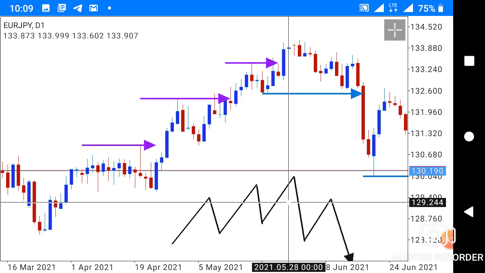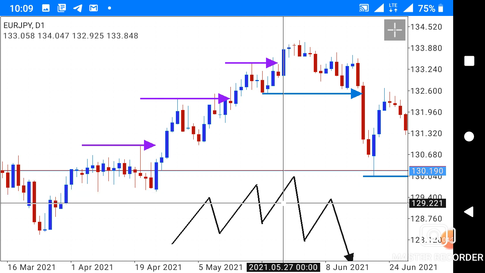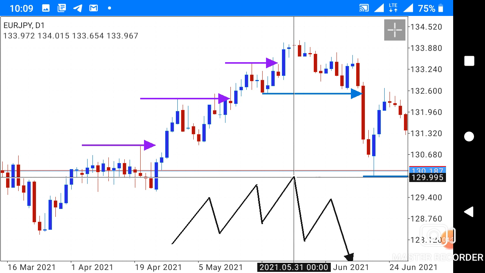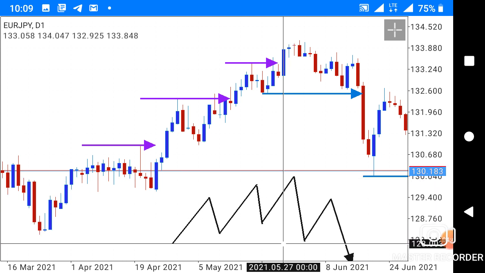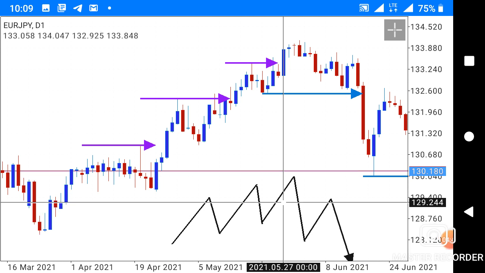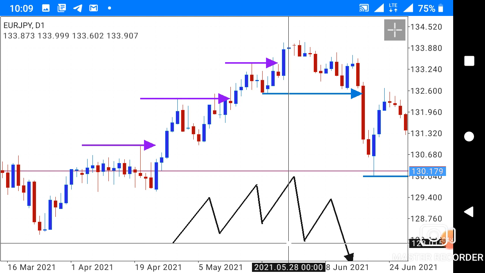So the market created a low which is lower than this previous low here, and then went ahead to create a lower high. A lower high. Why is it a lower high? Because this high is lower compared to this very high here. And the market came down again, broke that lower low, creating a new lower low. This indicates that we are now in a downtrend.